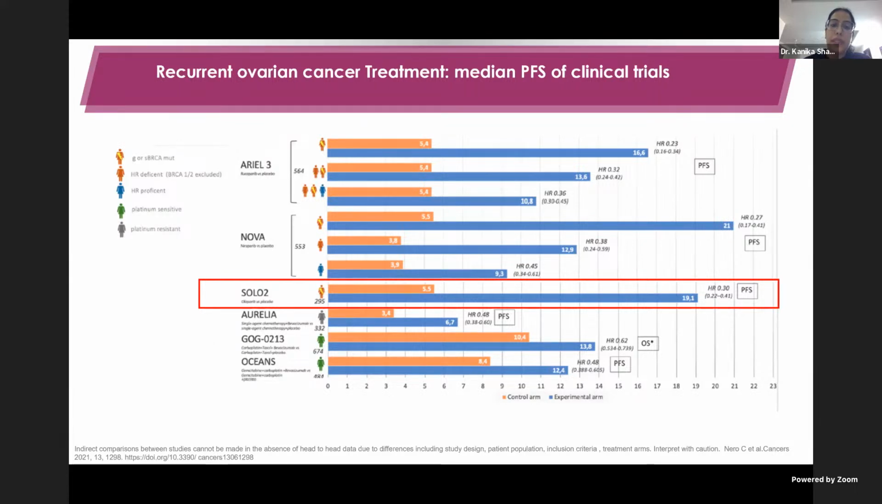So when we talk about the recurrent and relapse setting, that is SOLO-2, there is a significant benefit in the BRCA mutated patient, that is 9.1 months as compared to 5.5 months. And when we see the other agents also, that is rucaparib or niraparib, there is a very significant difference and prolongation in the olaparib arm as compared to the other agents.